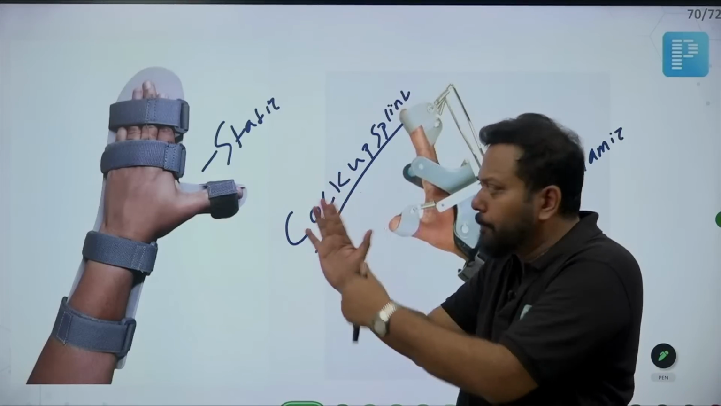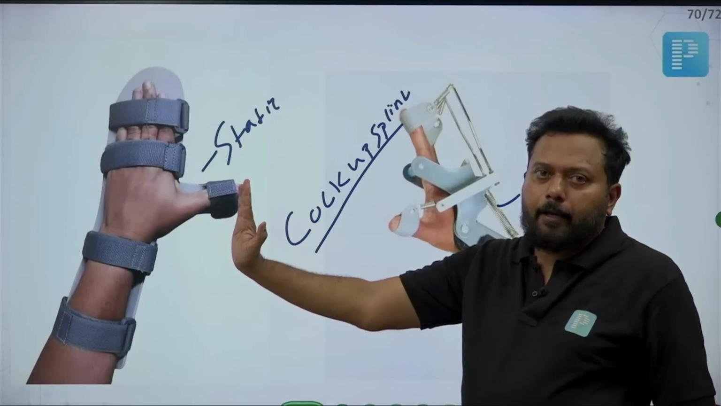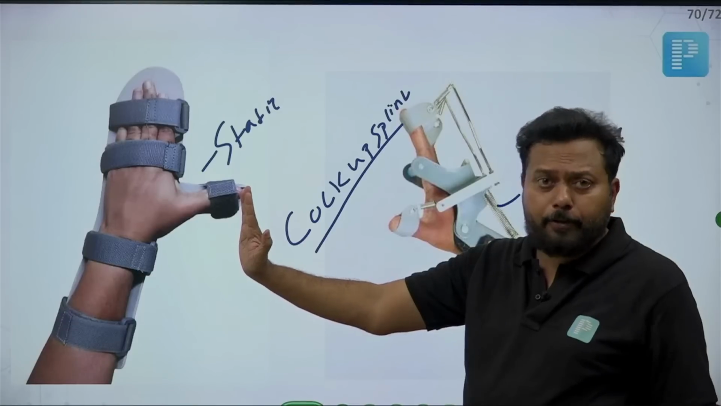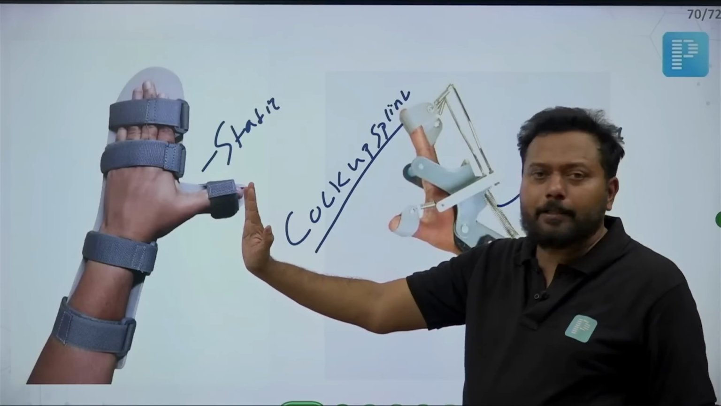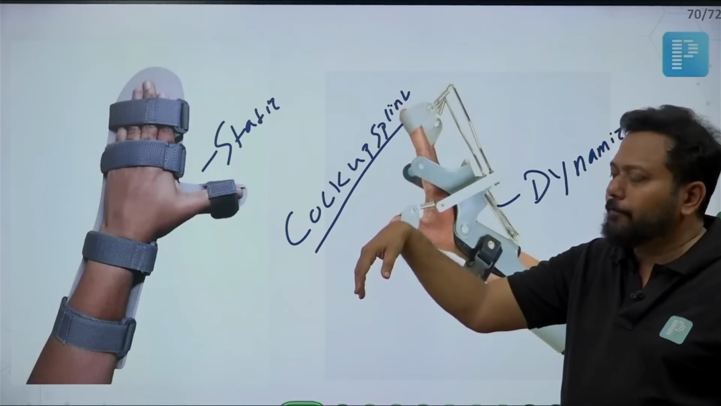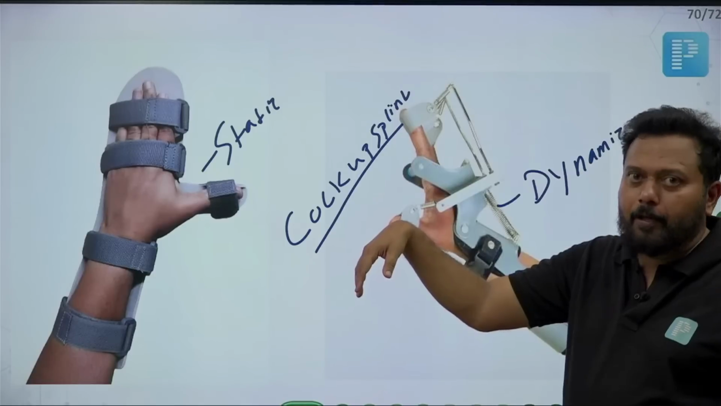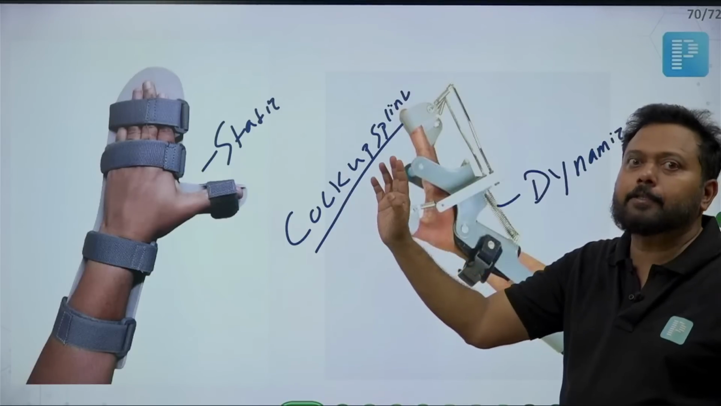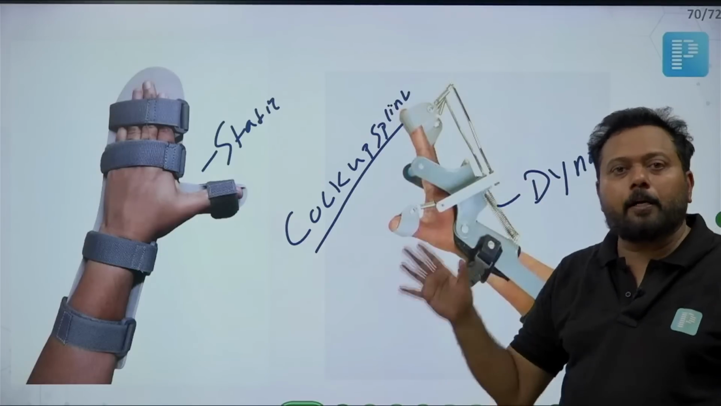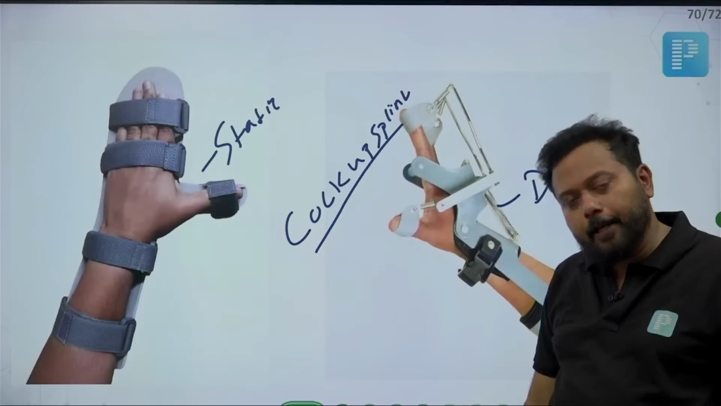In olden days we were putting a POP slab. Nowadays this is ready-made and available. Most of the time the patient should wear it, minimum 20 hours out of 24 hours. So this is called a static cock-up splint. Here a spring is there, so the patient can flex but can't extend. The patient actively flexes the wrist, and the spring causes extension. So this is called a dynamic cock-up splint. Static and dynamic cock-up splint: the indication is wrist drop due to radial nerve palsy.